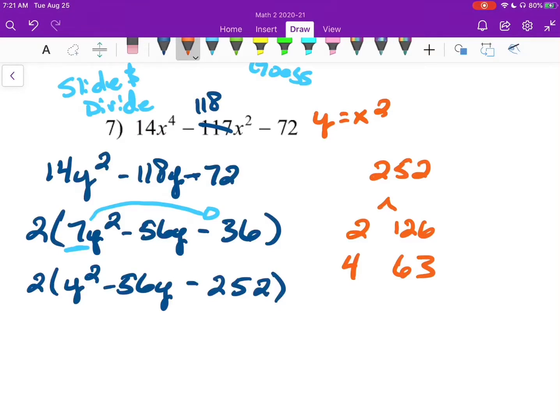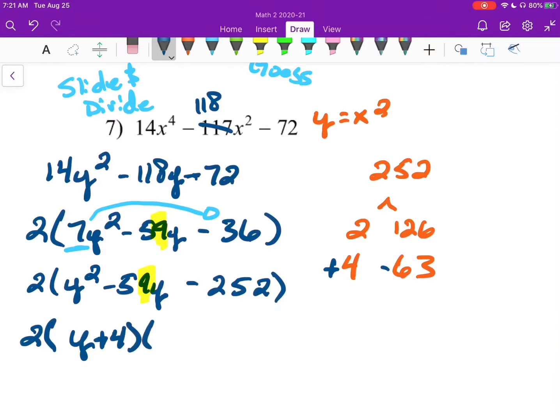Oops. I was thinking it was the 4. This is not supposed to be 56. I'm sorry, it's supposed to be 59. I messed up there. I apologize. All right, so that means that the 4 and the 63 do work. It's going to be a positive 4 and a negative 63. So we're going to have 2 out front still. Y plus 4, y minus 63.